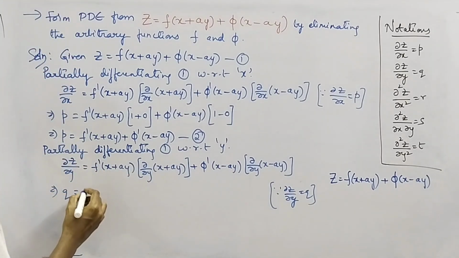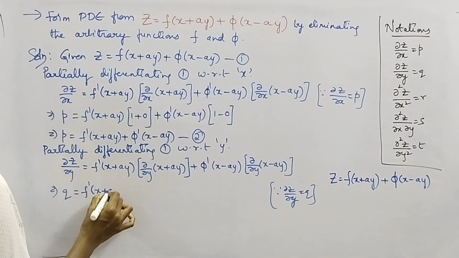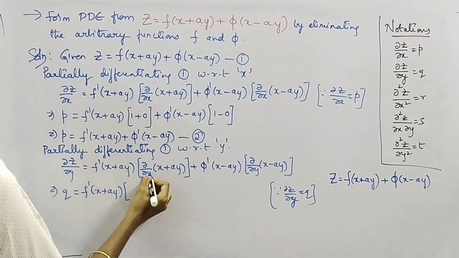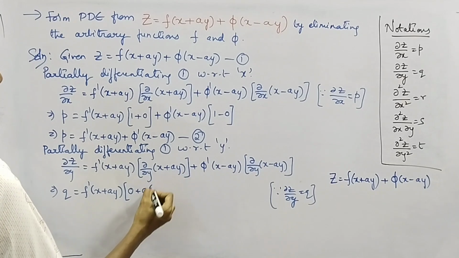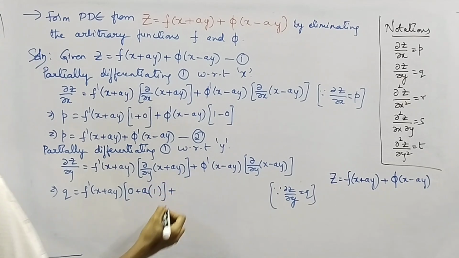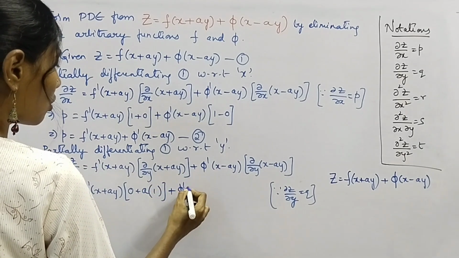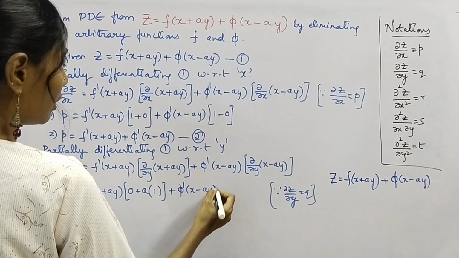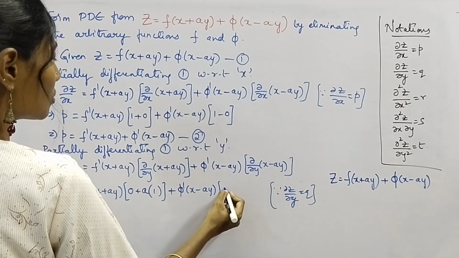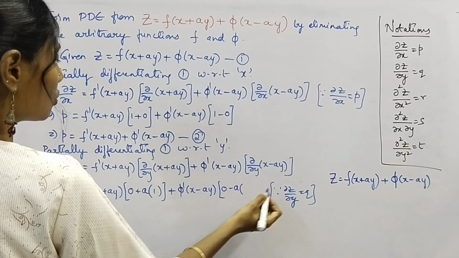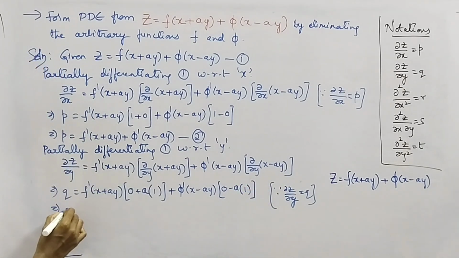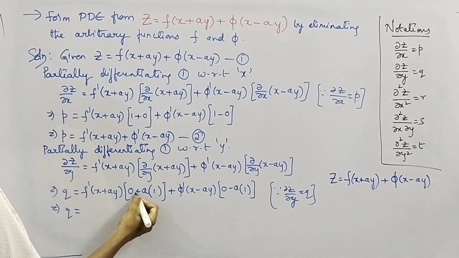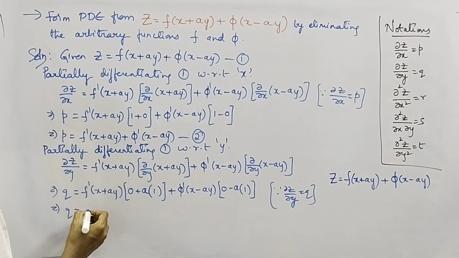We'll get q equal to f dash of x plus ay into partial derivative of x with respect to y is 0 plus constant a into partial derivative of y with respect to y is 1, plus phi dash of x minus ay into partial derivative of x with respect to y is 0 minus constant a into partial derivative of y with respect to y is 1. This gives us q equal to a f dash, right?